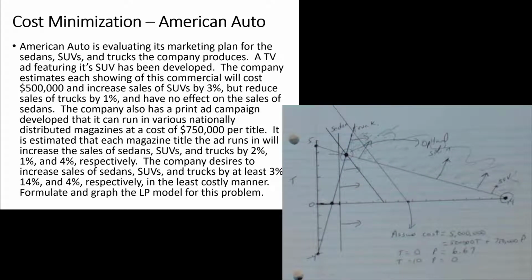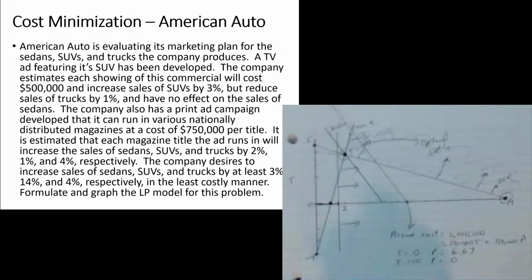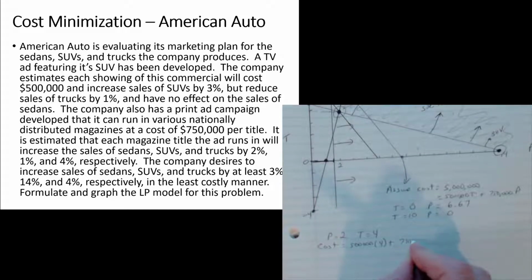And now we just read this particular solution from the graph, and we see it looks like we're running about 2 print ads and approximately 4 television ads. And if we plug that into our cost equation, that's 500,000 times 4 plus 750,000 times 2. And we are looking at about $3.5 million.